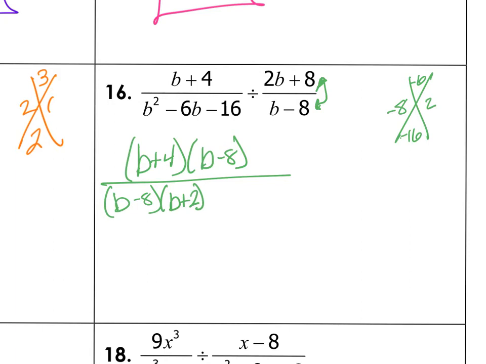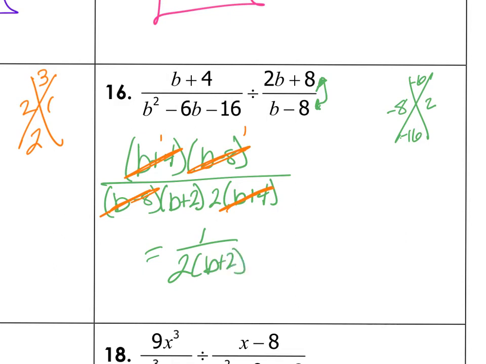And then I'm going to factor a 2 out, and I get b plus 4. Okay, so b minus 8, that makes a 1. b plus 4, that makes a 1. So my answer should be 1 over 2 times b plus 2, or 1 over 2b plus 4.